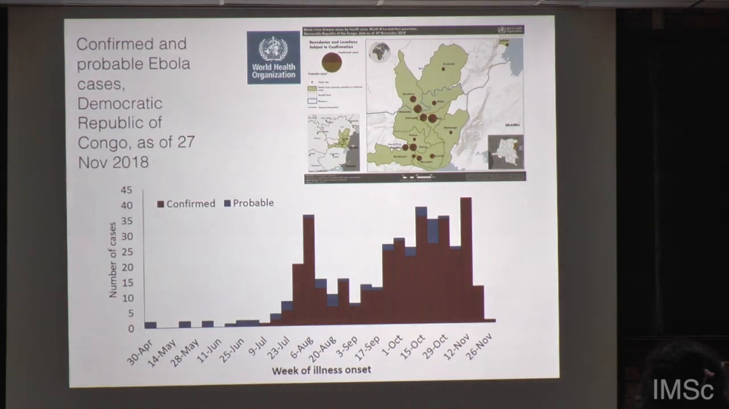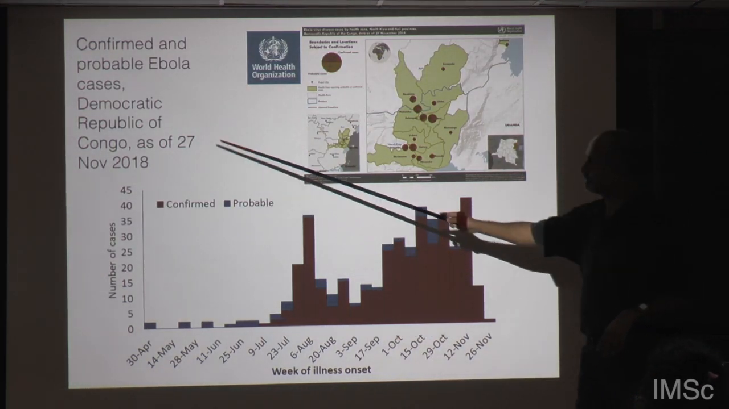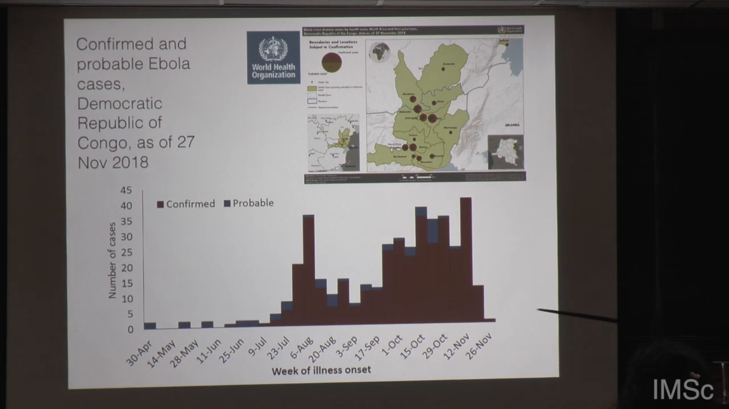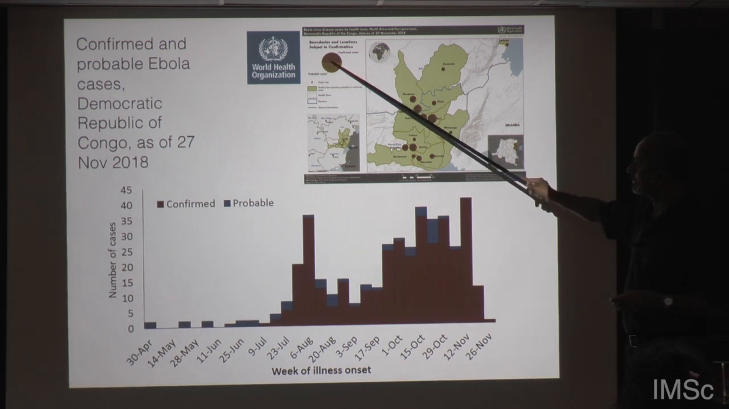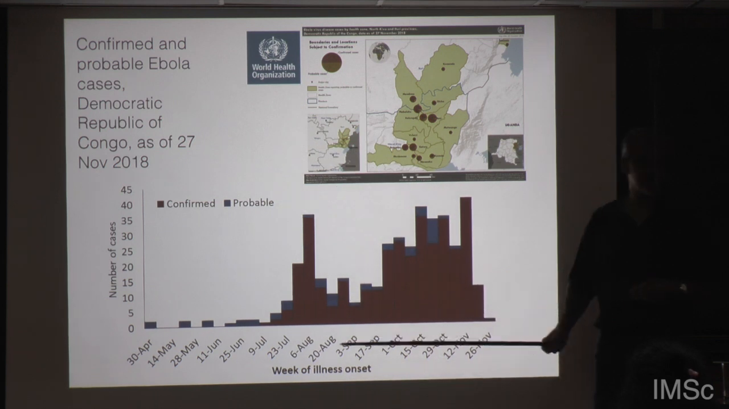Here's a little more current information. This is as of 4 days ago, so that's 27th November 2018. Those of you who've been following the news will remember that there is now an outbreak in the Democratic Republic of Congo, and these circles roughly refer to the size of the outbreak. Some of these are confirmed cases, some of these are probable cases. This is a report that's taken from the World Health Organization.